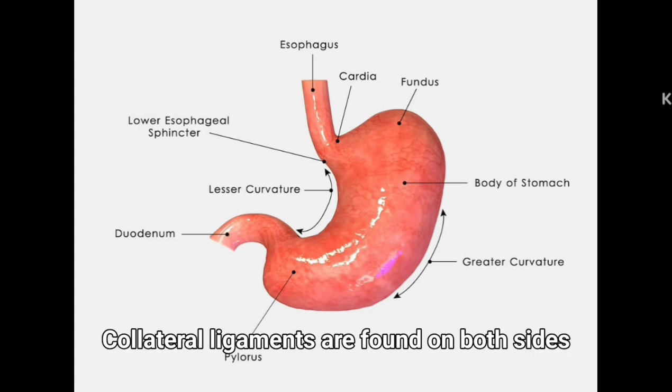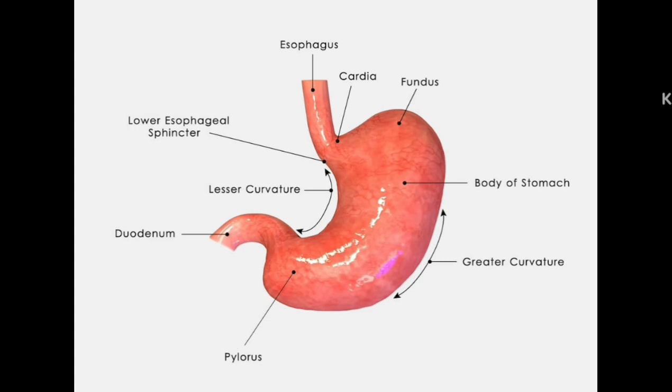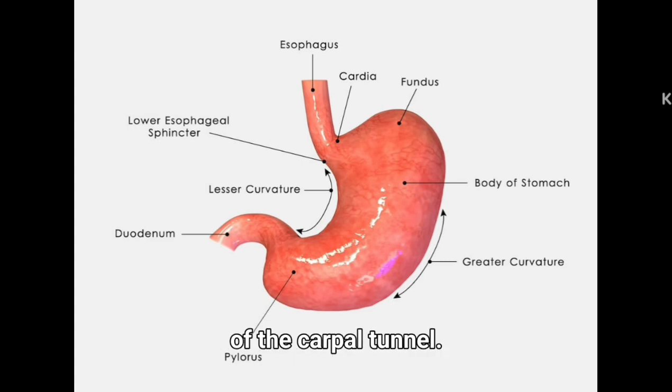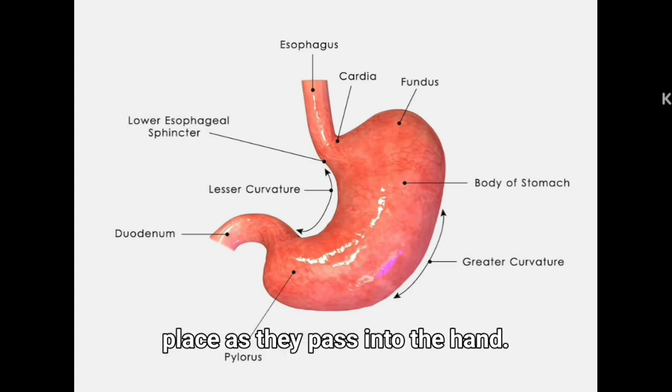Collateral ligaments are found on both sides of the finger joints. They prevent sideways movement and stabilize the fingers during gripping. The transverse carpal ligament forms the roof of the carpal tunnel. This ligament holds the flexor tendons in place as they pass into the hand.